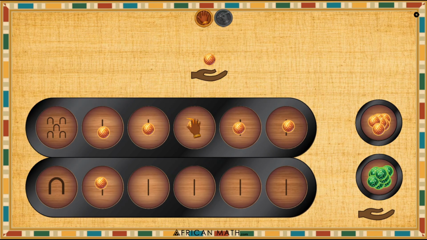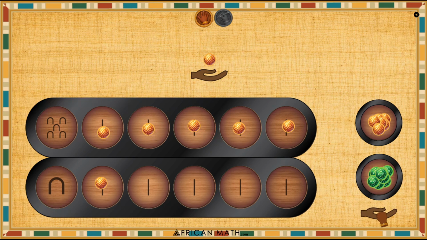Now we have 1, 2, 3, 4, 5, 6. The advantage of having the hand as a unit of measurement is that now, instead of having a fraction of 5 represent a quantity, we can have a group of 5 represent the quantity. So now we put the hand here and it represents 5.